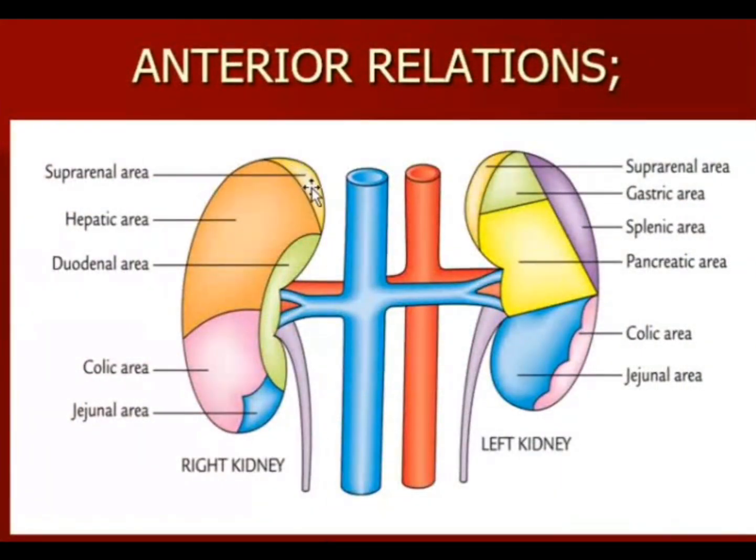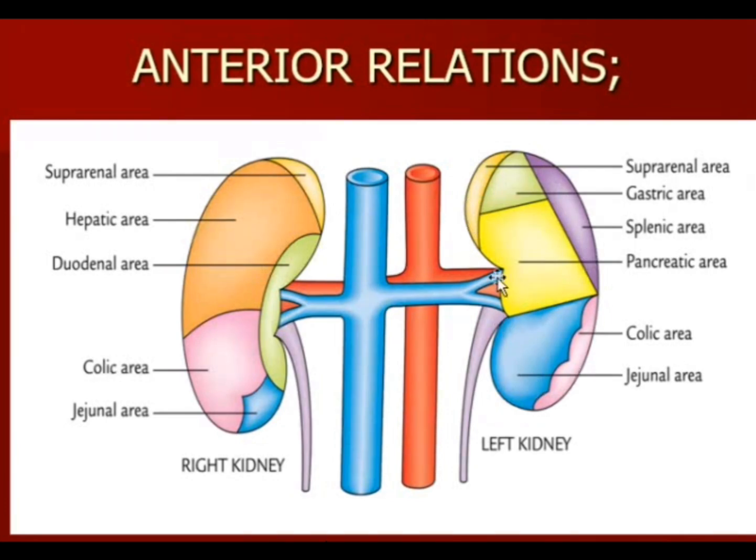It shows us that this anterior surface is covered by the suprarenal gland. This is covered by the liver. This is covered by the colic flexure. This is covered by the second part of the duodenum. And here it is covered by the jejunum. These are the relations of the anterior aspect of the right kidney.